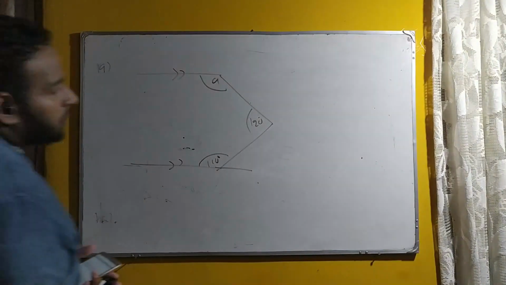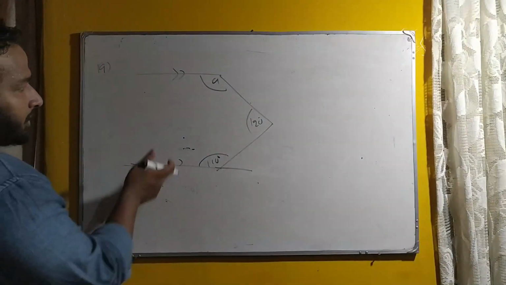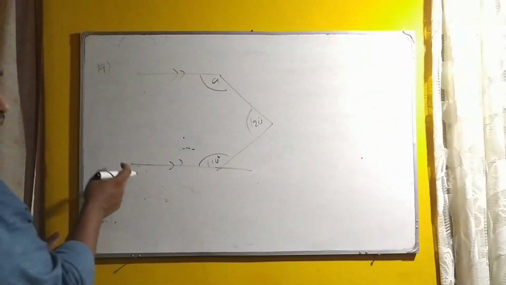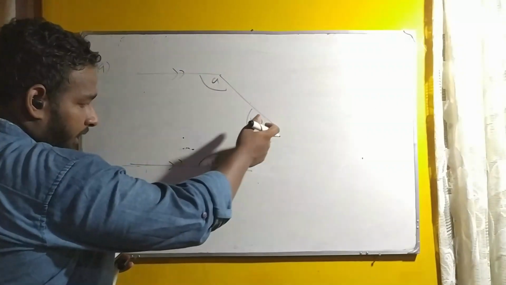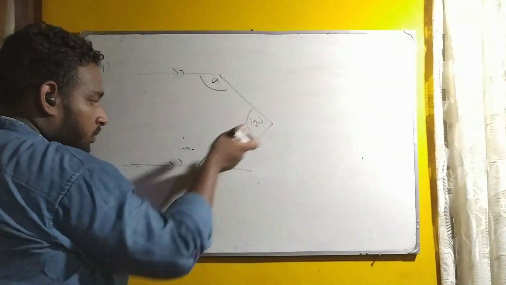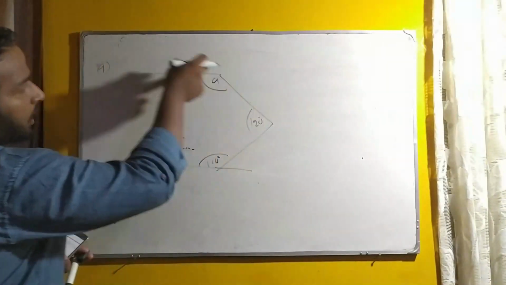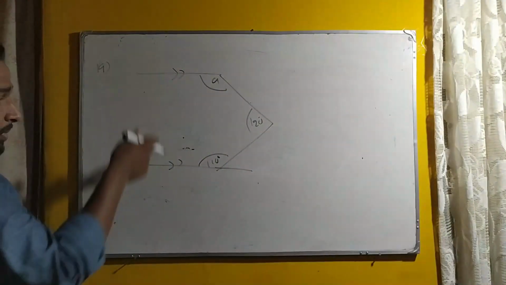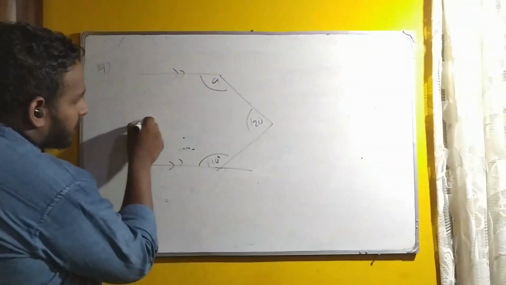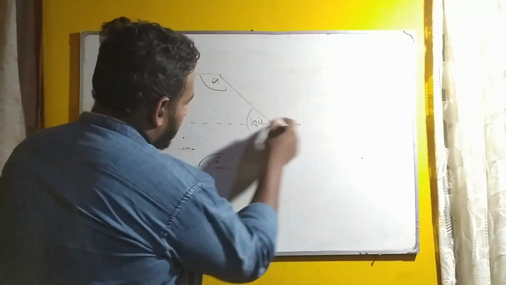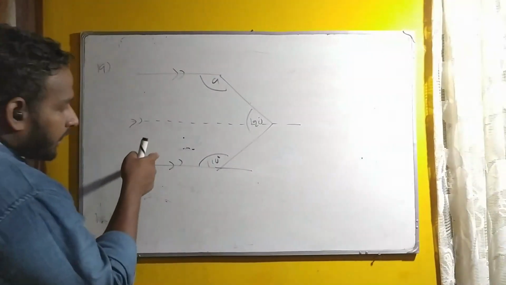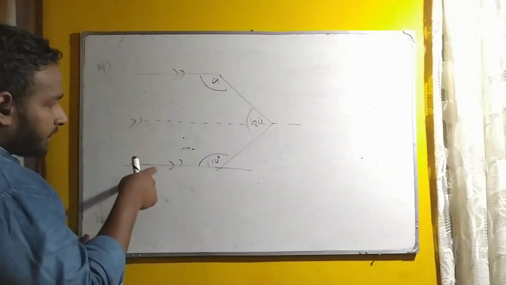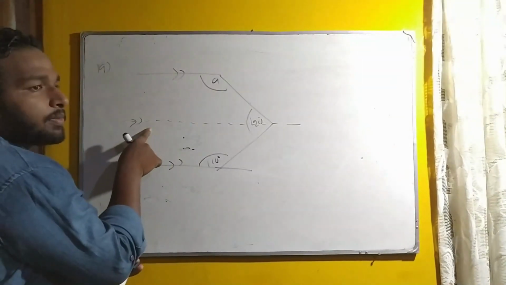So here you can do like this. You see, these two are parallel. So I am drawing a parallel line through this point. If I draw a parallel line through this point, it should be parallel to this also. Why? Because this one is parallel to this one, and this line is parallel to this one. So if this one is parallel to this one and this one is parallel to this one, that means what?